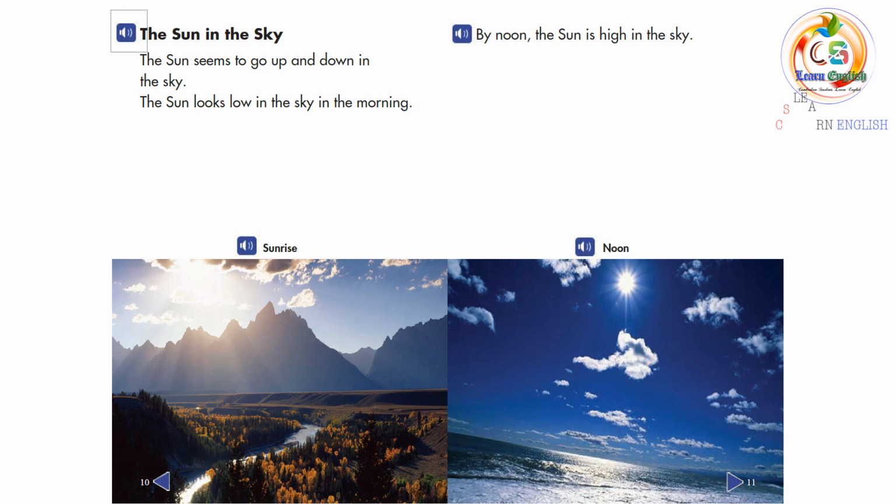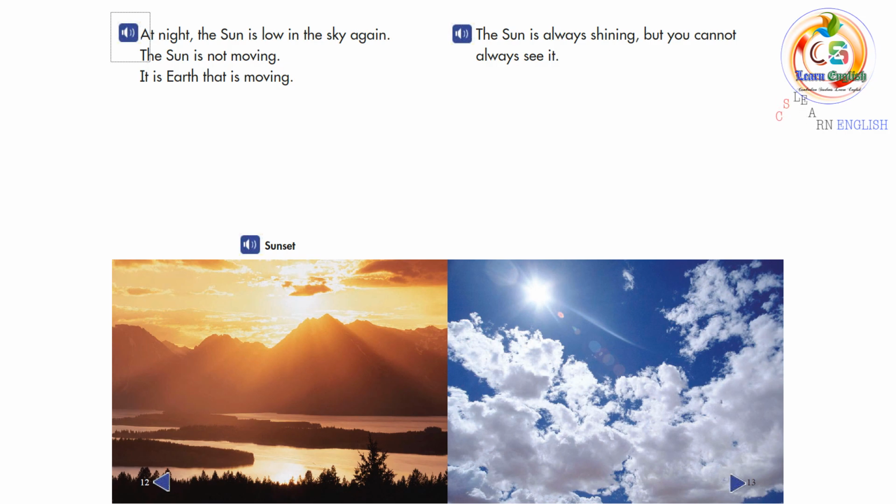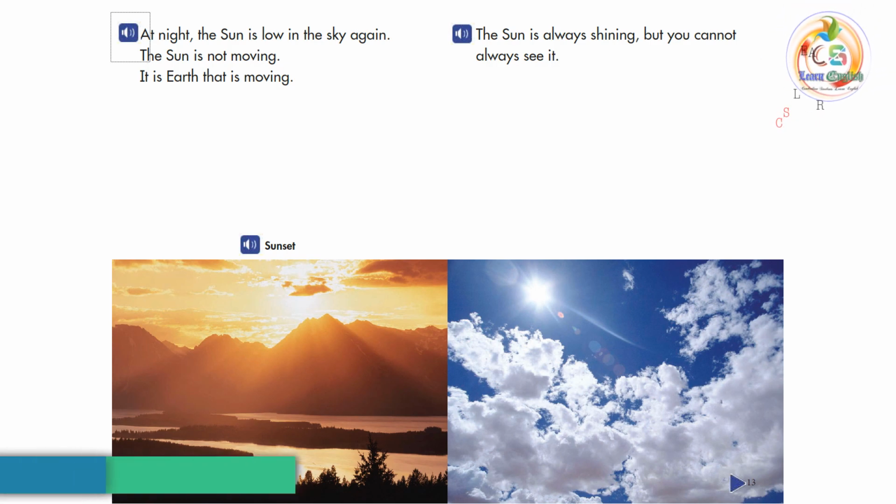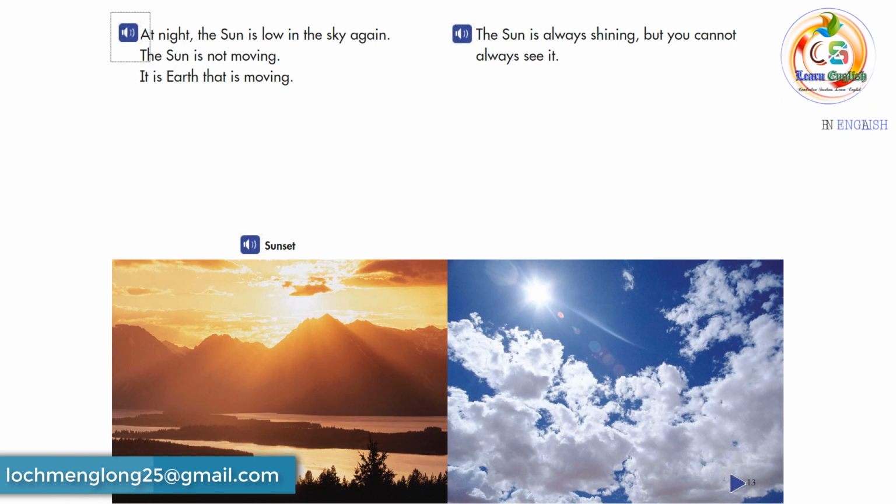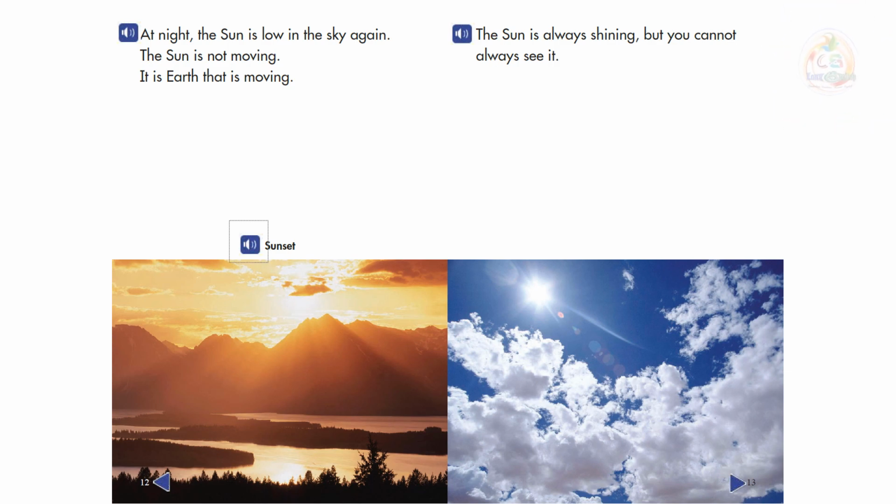The sun in the sky. The sun seems to go up and down in the sky. The sun looks low in the sky in the morning. Sunrise. By noon, the sun is high in the sky. Noon. At night, the sun is low in the sky again. The sun is not moving. It is Earth that is moving. Sunset. The sun is always shining, but you cannot always see it.